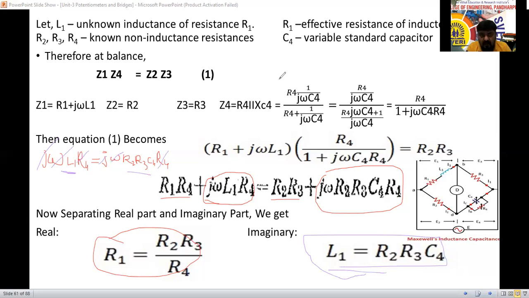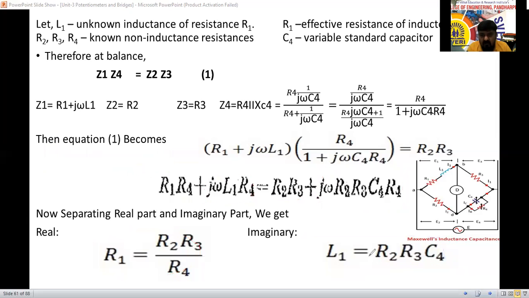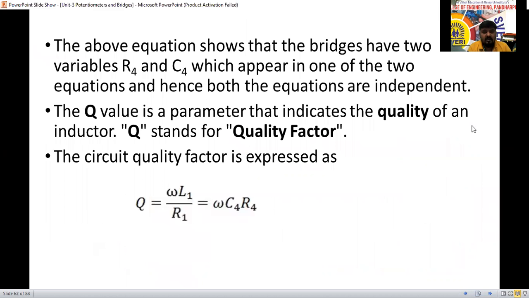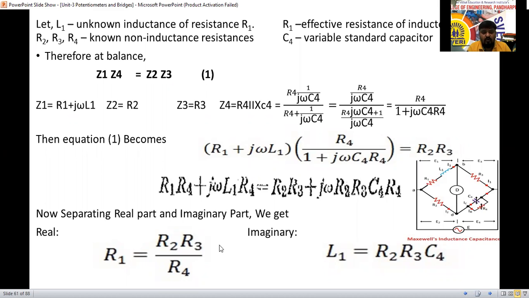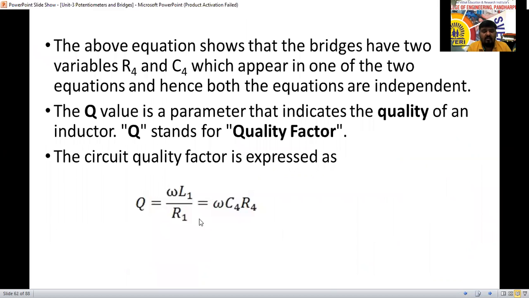The unknown inductance we have found by using the Maxwell inductance capacitance bridge, where we use a capacitor in the circuit. So we have identified two unknown equations: one for R1, another for self-inductance. Both are independent of each other. From this we can also calculate the quality factor, which is important to know how good the coil is.